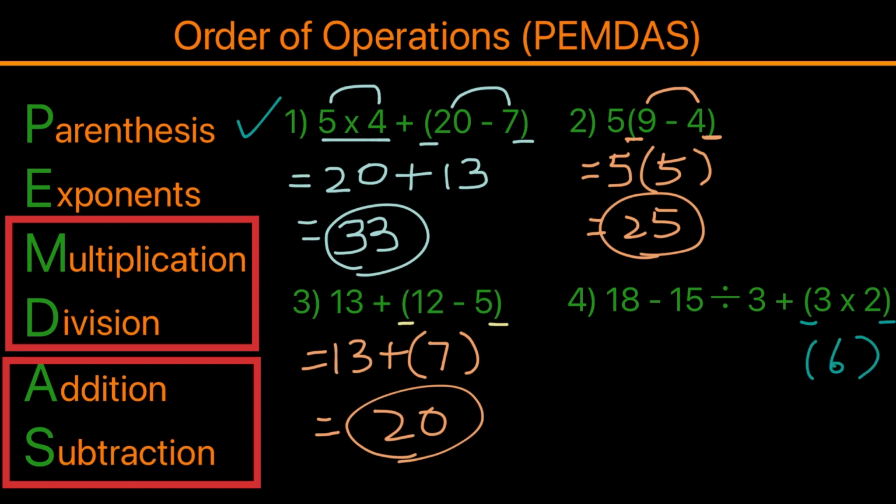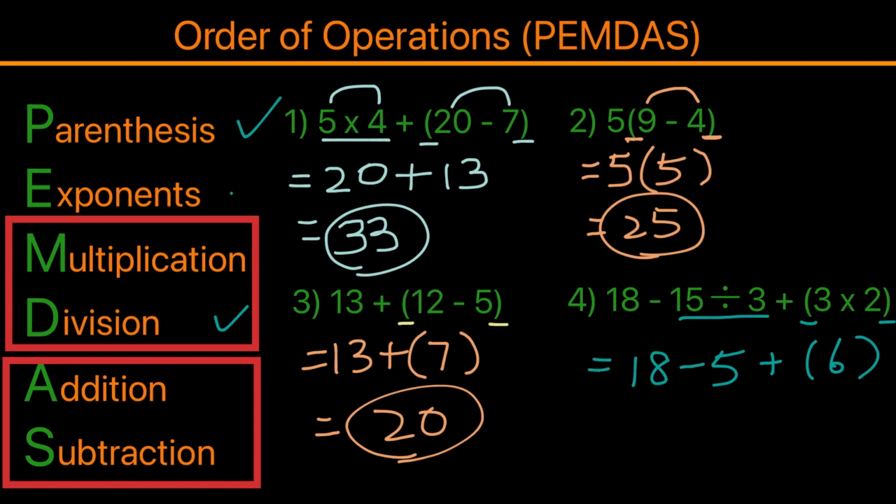Now what would be next? Looking at the equation again, do we have any exponents? No, we don't. Multiplication or division? Yes, we do. We have a division, and it's right here. So we're going to do 15 divided by 3 next. And that comes out to 5. And we bring the operator down. And also the 18 down.